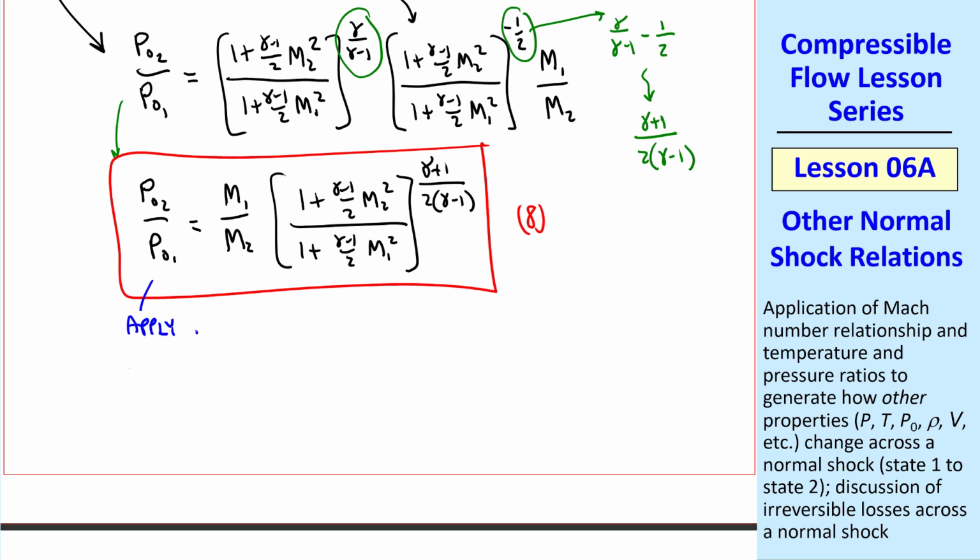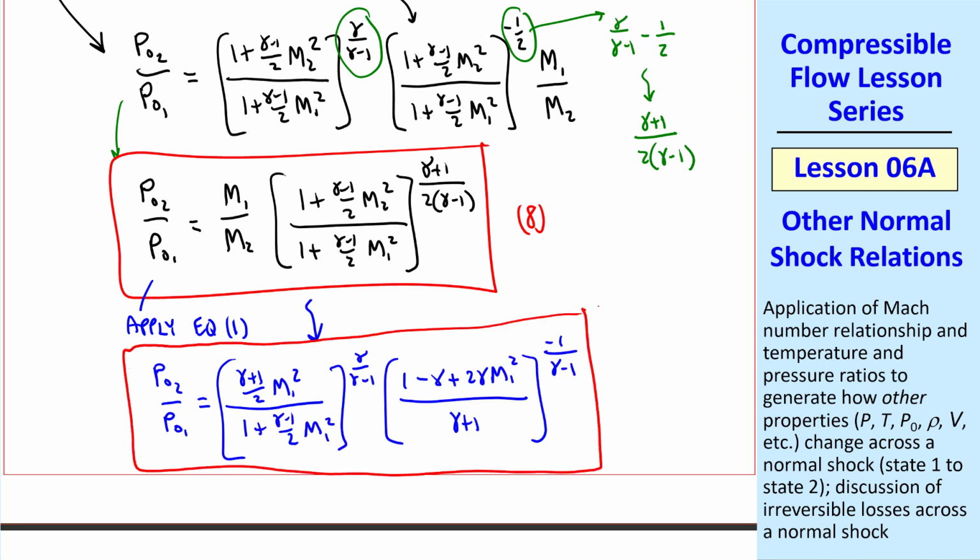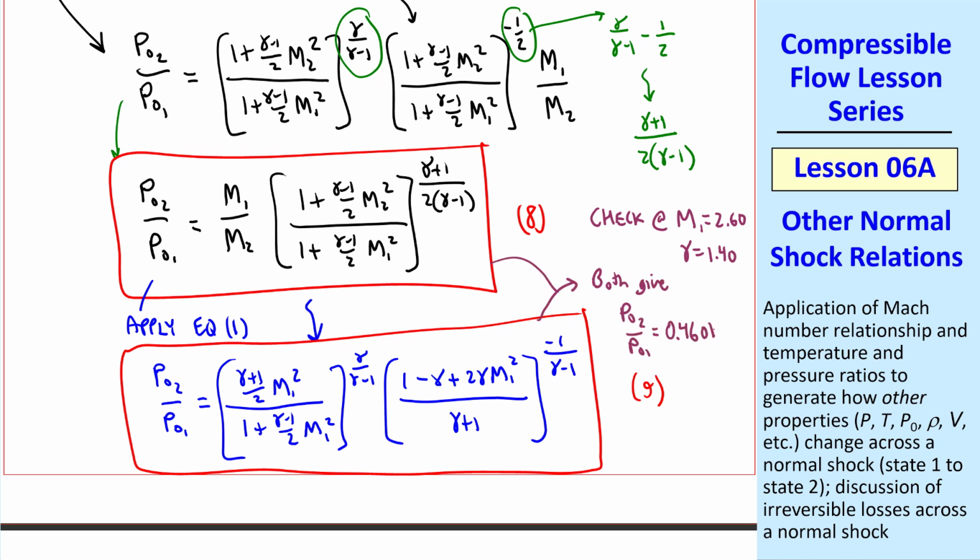If we also apply equation 1, our equation for M2 as a function of M1, and after some algebra which I won't show, we get the following equation for p02 over p01 as a function of only M1 and gamma, and I'll call that equation 9. Again, I'll check these equations at M1 equal 2.60 and gamma equal 1.40. Both of these give 0.46012. Notice that for this case, p02 is less than half of p01. In other words, p02 goes down across a shock. I'll discuss this in a little more detail in a minute.